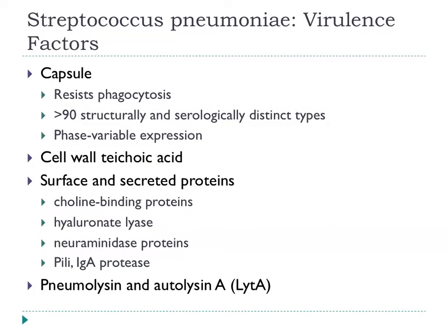And so there's a range of them here, things that are binding choline. There are exoenzymes like this hyaluronate lyase, breaking down one of the components of the tissue matrix, hyaluronic acid. Similarly with neuraminidases, breaking down neuraminic acid. Then you've got the same pili and IgA proteases, just like we saw in meningococci.